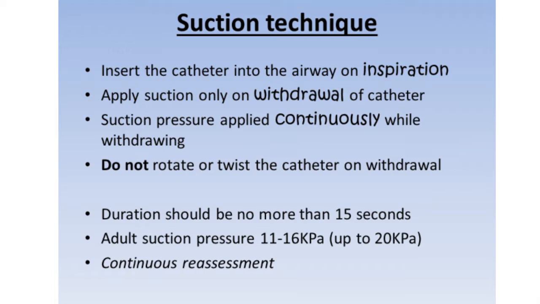We insert the catheter into the airway on inspiration. We apply suction only on withdrawal of the catheter. Suction pressure should be applied continuously while withdrawing. Do not rotate or twist the catheter on withdrawal. The duration should be no more than 15 seconds. In an adult, the maximum pressure is up to 20 kPa.